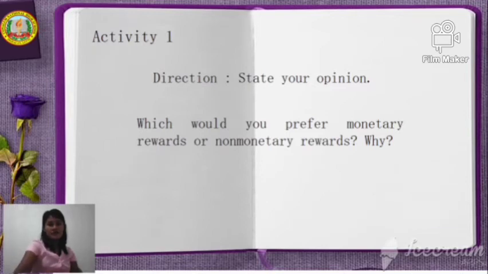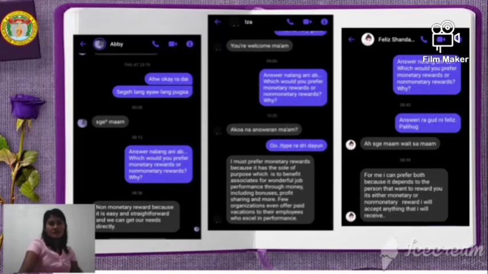Okay, so here are the answers from my students. According to Abby, she wants non-monetary rewards because it is easy and straightforward, and we can get our needs directly. While Isa said, I prefer monetary rewards because it has the soul of purpose, which is to benefit associates for wonderful job performance through money, including bonuses, profit sharing, and more.